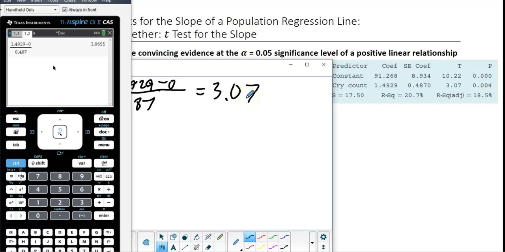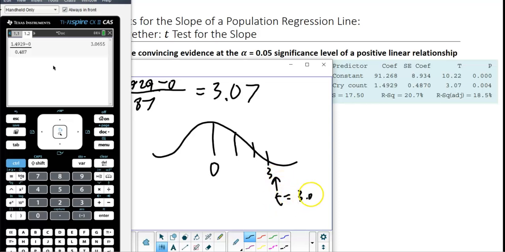Right next to 0.487, it says t equals 3.07. You could just grab it from that. So now the next step would be to draw this t curve. It's a very bad t curve, but it is what it is, 3.07. So somewhere right out there is t equals 3.07. You're shading to the right.